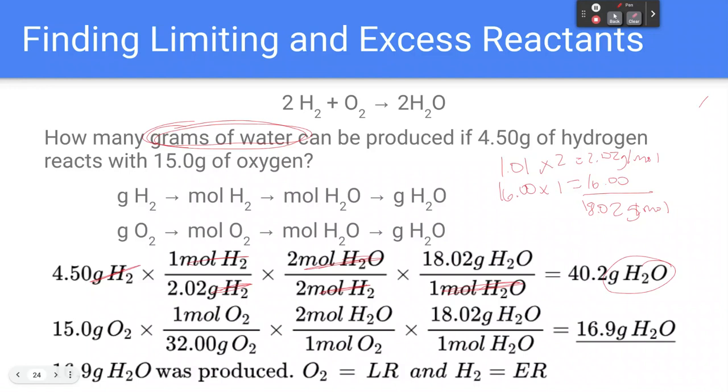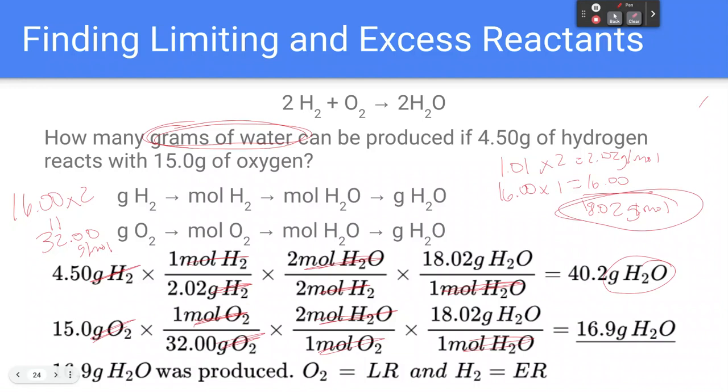My next one, I'm going to start here with my grams of oxygen that was given in my problem. I am going to get that out of grams of oxygen and into moles of oxygen. I got my 32 by taking 16.00 times 2 to give me that 32 grams per mole for my oxygen's molar mass. I get out of moles of oxygen and into moles of water using our coefficients. And then I get out of moles of water and into grams of water using, again, that same molar mass.